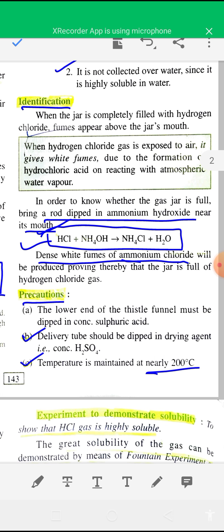So when hydrogen chloride gas is dissolved in water, hydrochloric acid is formed. The reaction is HCl plus water gives H3O+ and Cl-. So only in water can HCl produce H3O+ ion, that is H+ ion. That is why only in aqueous solution hydrogen chloride can show acidic nature, not in gaseous state.